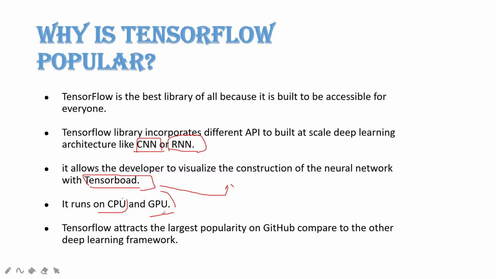And moreover, apart from this, TensorFlow is mainly popular because of GitHub. Why? Because most of the people on GitHub started to use the deep learning framework by using TensorFlow. So whenever an unknown person searches for something in GitHub, they find only the TensorFlow deep learning framework. So they got attracted to TensorFlow and work on it. So these are the things that make TensorFlow popular.